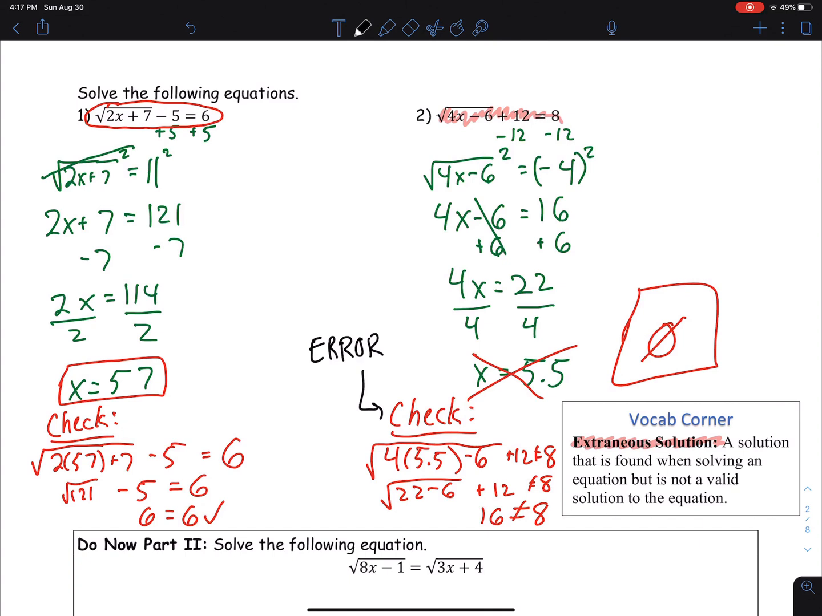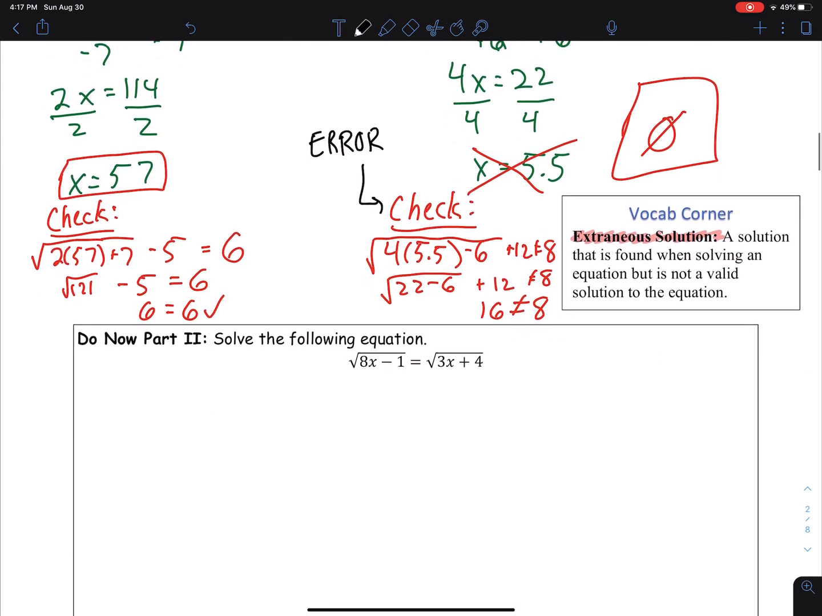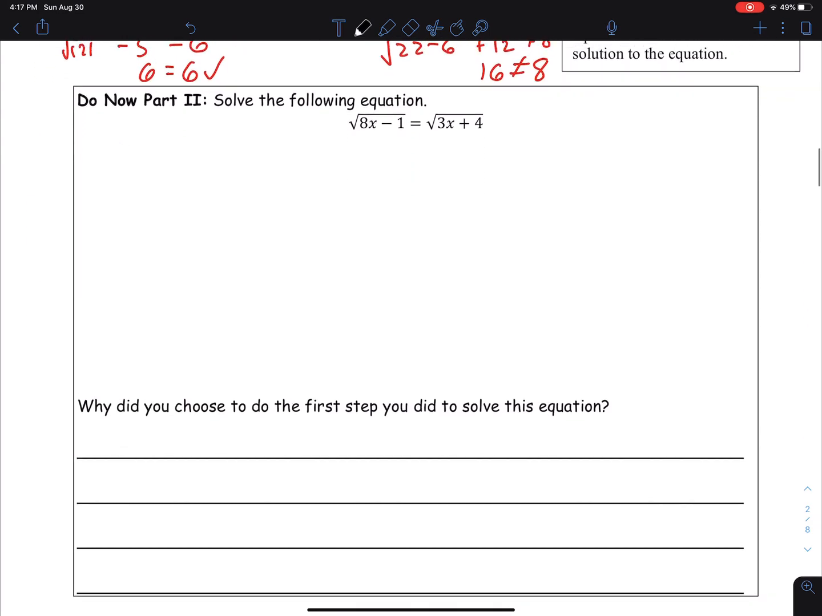So I want you guys to do part 2 now and explain why you chose to do your first step. Take 2 to 3 minutes, pause the video, and play it again once you're done.